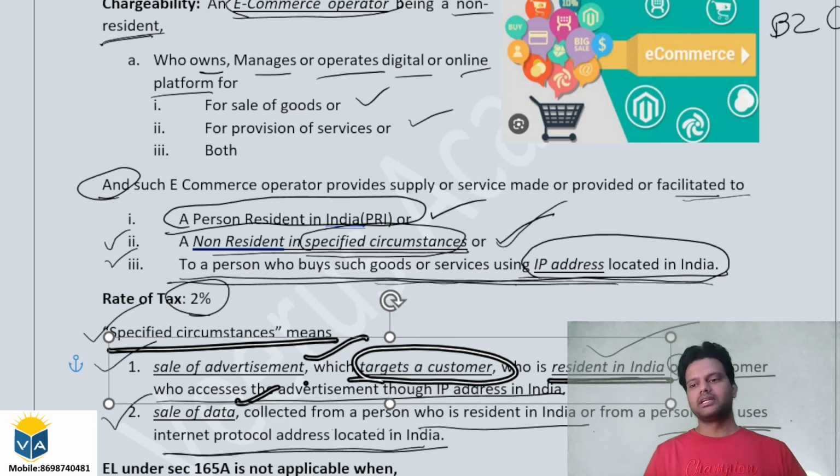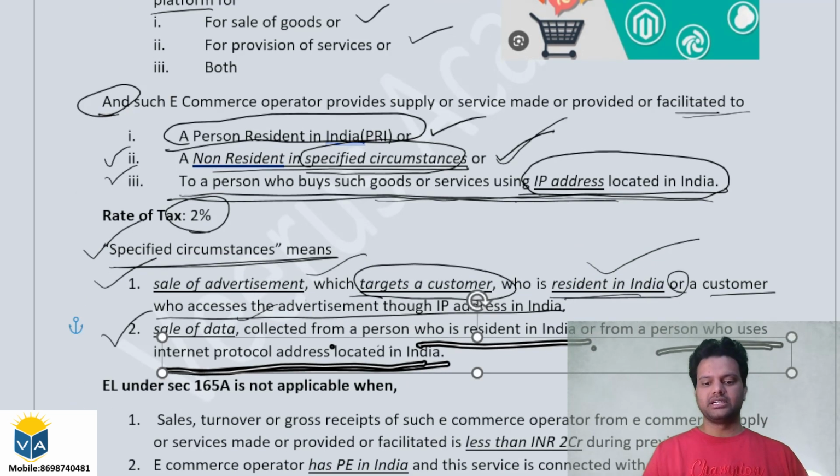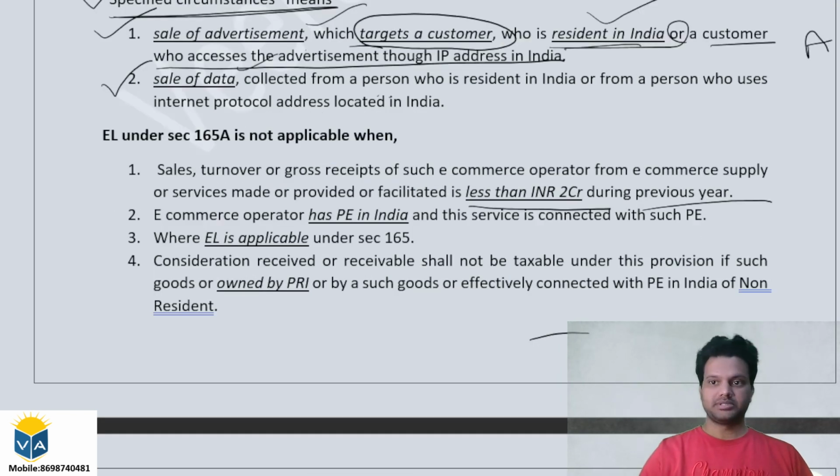And to whom is he providing the service? A person resident in India, a non-resident in specified circumstances, and the third interesting one, a person who buys or uses goods or services using an IP address located in India. For point number three, I have given you the example of Elon Musk, right? And what is the tax rate of the equalization levy? The rate is 2%. Now we will move on to the exceptions part.